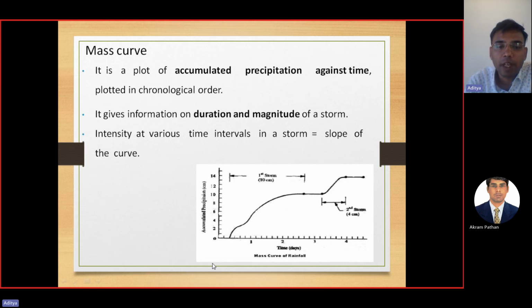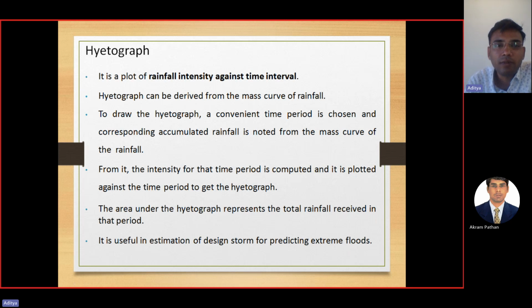It is the graph of accumulated precipitation, in centimeters, versus time, and it gives information on the duration and magnitude of a storm. At a particular instant, if you put a point here, you will get the time and a measure of precipitation. Then next is the hyetograph. It is the plot of rainfall intensity versus time interval.